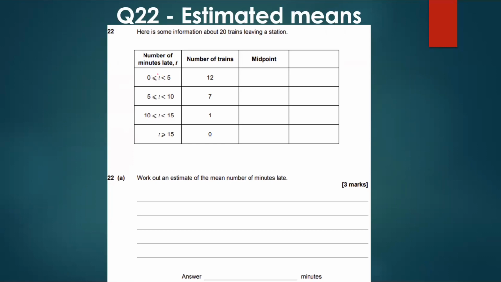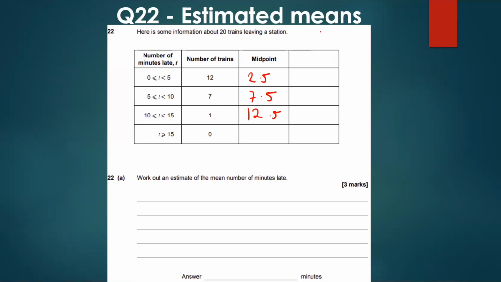Well, 5 plus 0, what's half of 5? That's 2.5. 5 plus 10 is 15, divided by 2 is 7.5. 10 plus 15 is 25, divided by 2 is 12.5. And then for 0, we don't really need to work with this one because it's 0 trains.